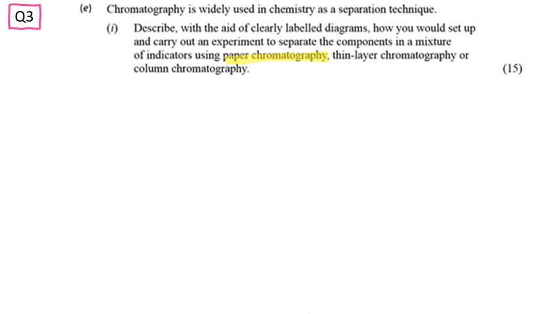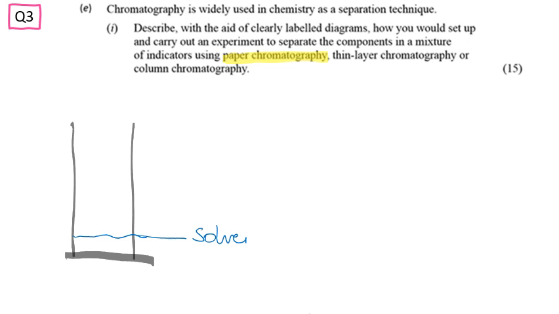Part E is looking at chromatography, so describe with the aid of a labelled diagram the separation of a mixture using one of these three types of chromatography. We chose paper chromatography. So to start out our diagram, we'll show the gas jar that our experiment is going to happen in. Within that, we are going to have our solvent down at the bottom. And so we want to make sure that we label that. That's our solvent, which is the mobile phase.